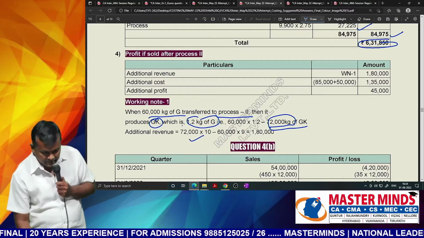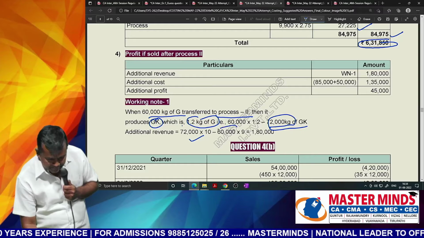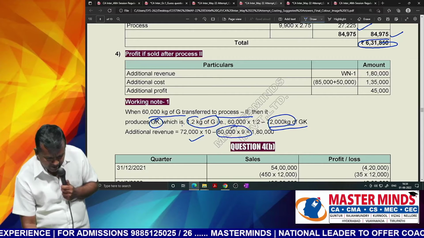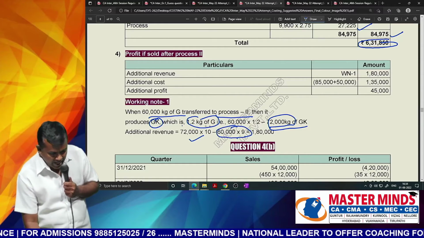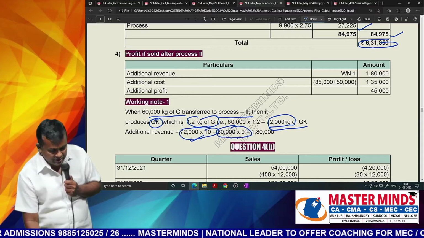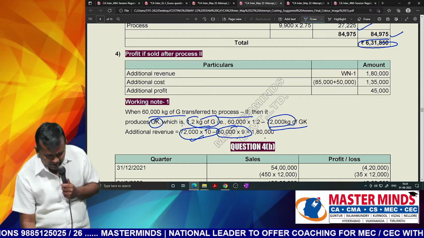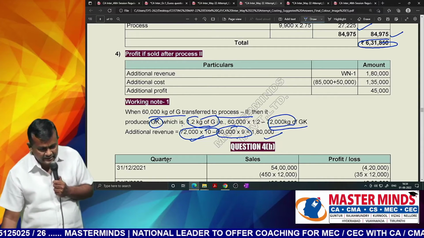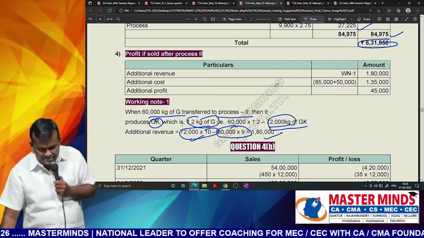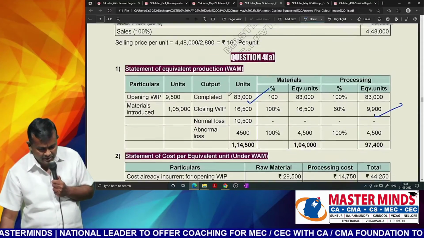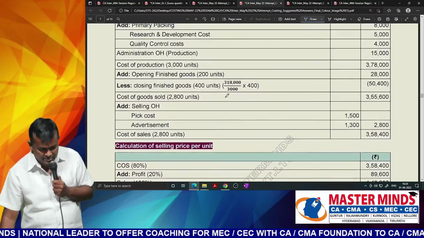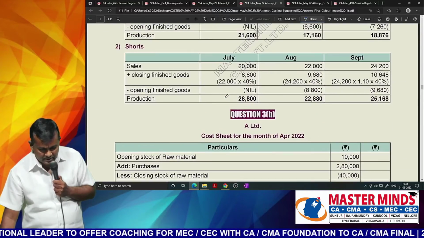60,000 into 9. So as per product G, revenue is 60,000 into 9. As per GK, revenue equals 72,000 into 10. So finally, 1,80,000 additional revenue. Here the additional cost incurred is already given in the problem.